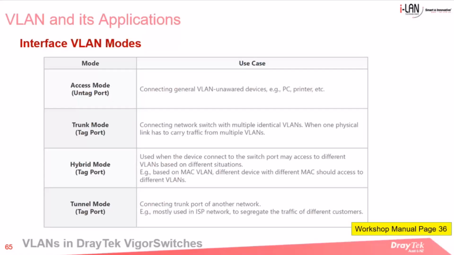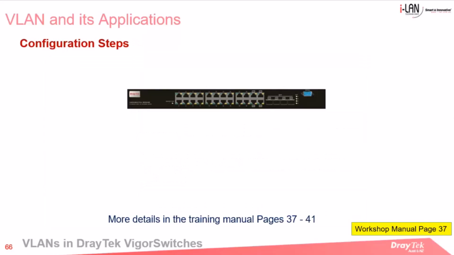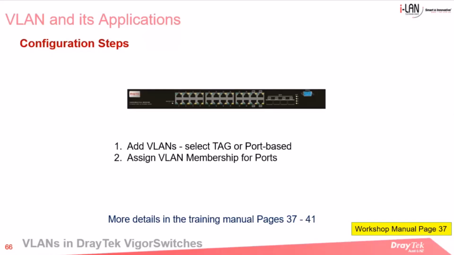So here we have a combination of the uses for each VLAN mode, and we will also add this table on page 30 in the training manual if you want to keep it as a reference. Now we will show you the configuration steps used to set up VLANs in the DrayTek switches. Simply, you add the VLANs and select port-based, then you assign the VLAN membership for the ports, and you need to set up a trunk port, obviously, and then you configure which VLANs each port belongs to.